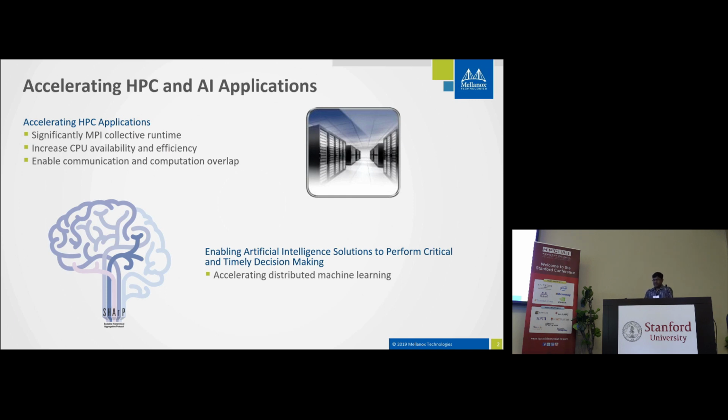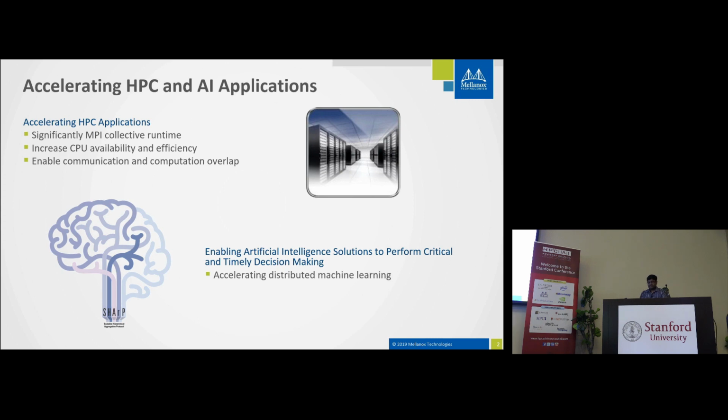So how can we optimize HPC applications? The key is that one of the major time spent in HPC applications is the MPI collectives. By offloading the collectives from the CPU to the network, we can make the CPU available for compute, so we can at the same time overlap the communication and the computation. So this essentially will improve the application performance.